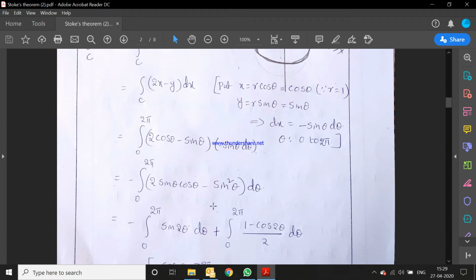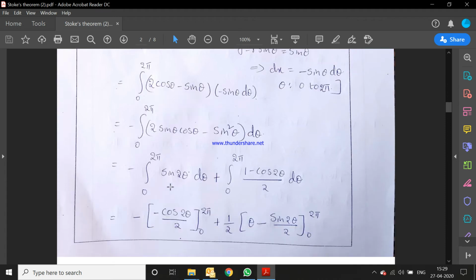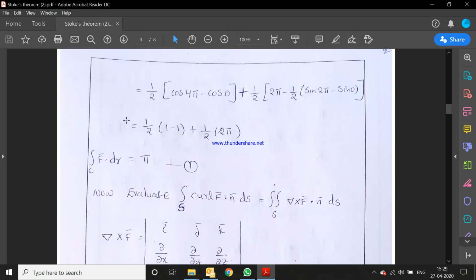Separating the integrations into two terms, first the integration of sin 2 theta is minus cos 2 theta by 2, with limits 0 to 2 pi, plus 1 by 2 is a constant outside, and the integral of d theta is theta, minus the integration of cos 2 theta, which is sin 2 theta by 2, limits 0 to 2 pi. Next, substitute the limits: we get 1 by 2 (cos 4 pi minus cos 0) plus 1 by 2 (2 pi) minus 1 by 2 (sin 4 pi minus sin 0).